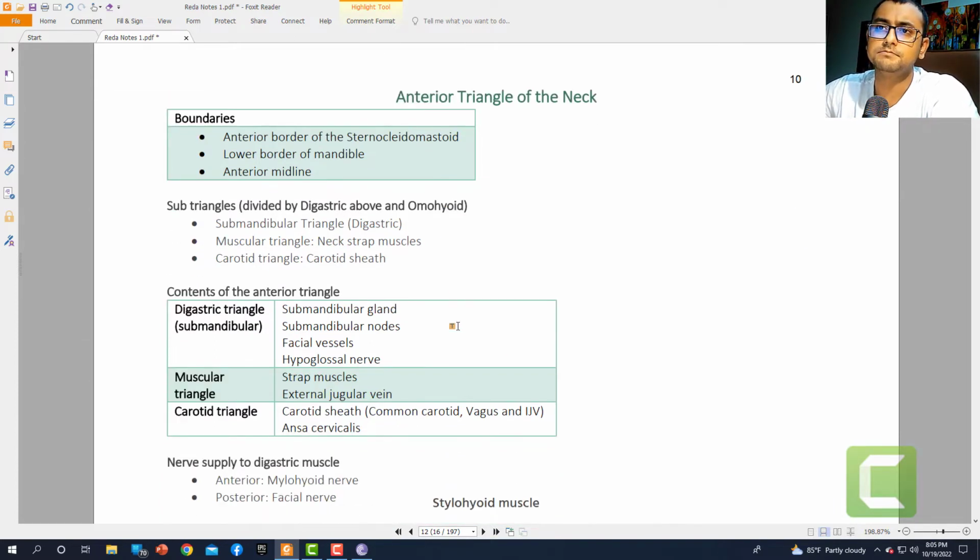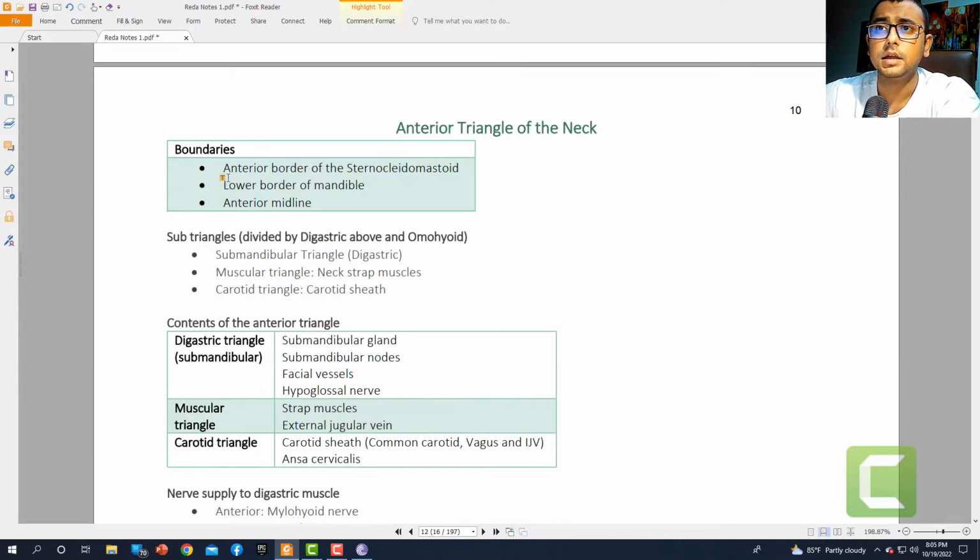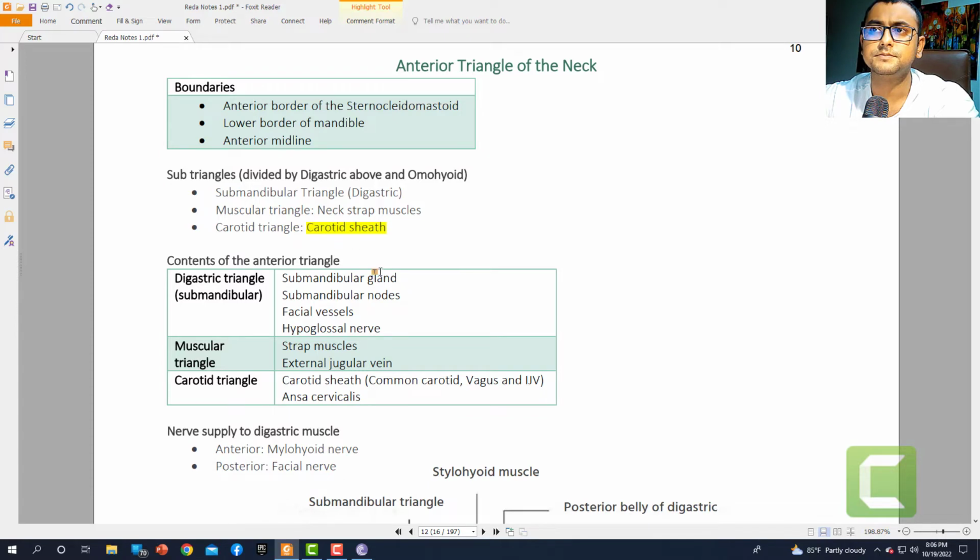Anterior triangle of the neck: you just need to know the contents of the anterior triangle and the development as well. Here, the anterior border of the sternocleidomastoid, the lower border of the mandible, and the midline form the area called the anterior triangle. It is divided into 3 subdivisions: the submandibular triangle, the muscular triangle, and the carotid triangle. The carotid triangle is enclosed by the carotid sheath.